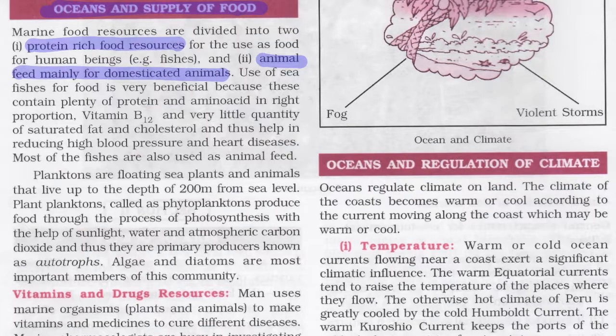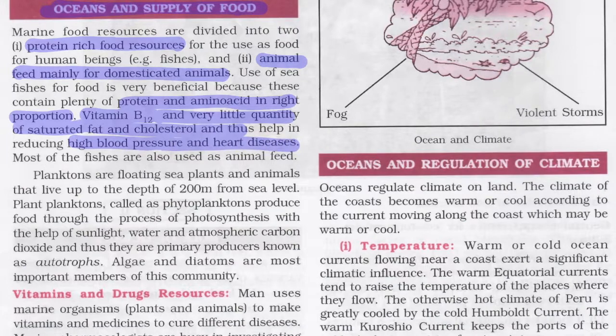Sea fishes as a source of food are very beneficial as they contain plenty of protein and amino acids in the right proportion. Vitamin B12 and a very small quantity of saturated fat and cholesterol are present in fishes, and thus it helps in reducing high blood pressure and heart diseases.